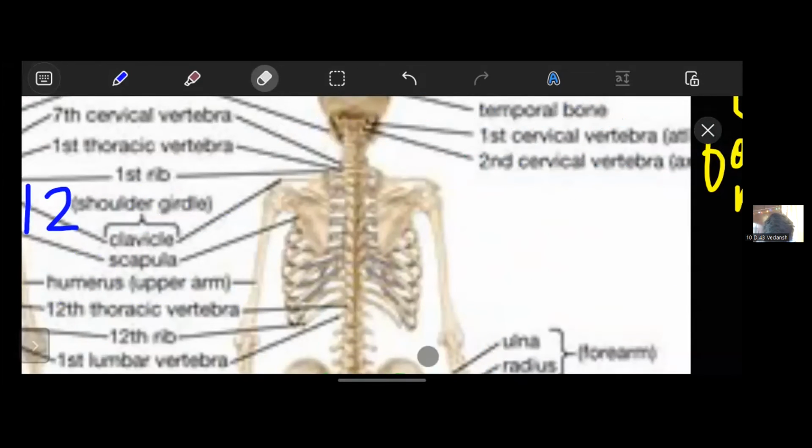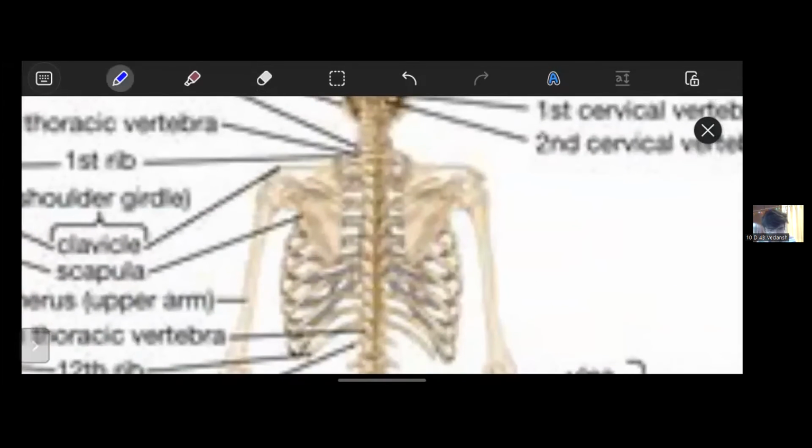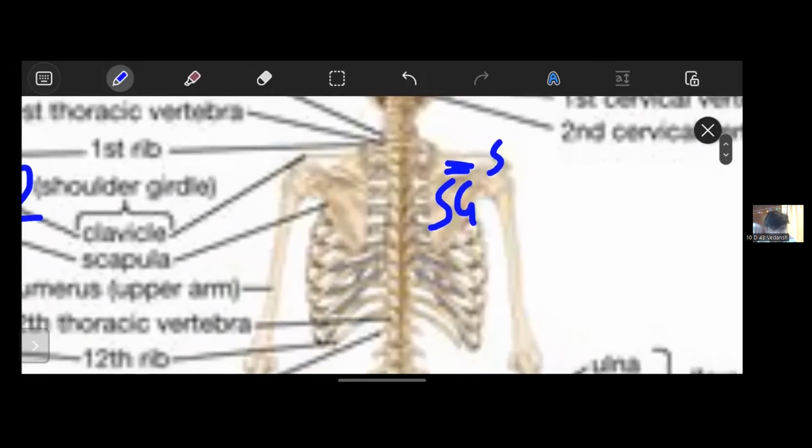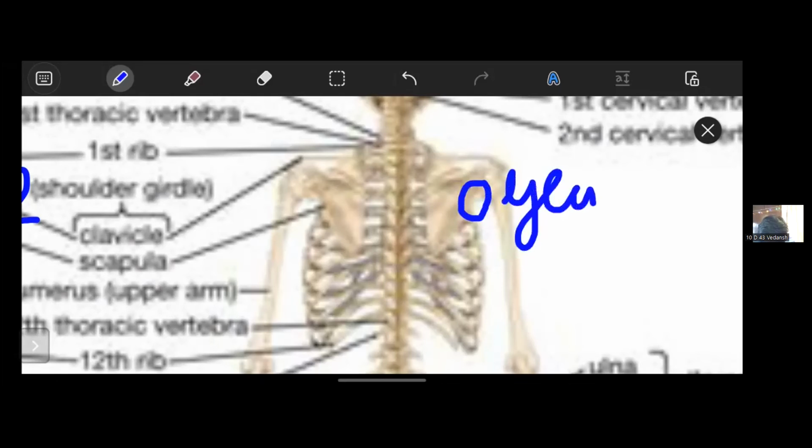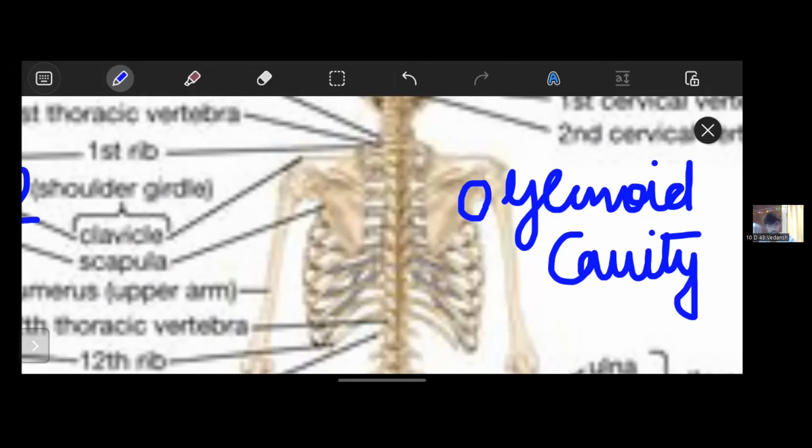See, we have shoulder girdles over here. Now, this part attaches the shoulder girdle to the shoulder. Then we have the glenoid cavity over here. This small part is known as the glenoid cavity. Then we have the outer border and the inner border. Okay, done. Now let us move down.